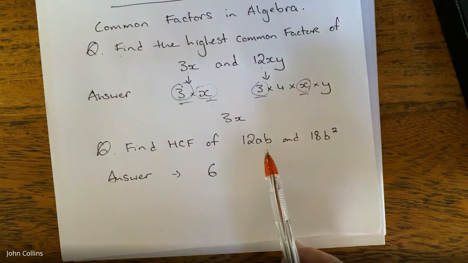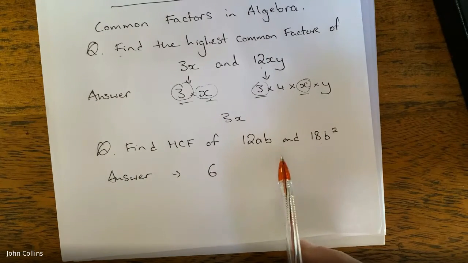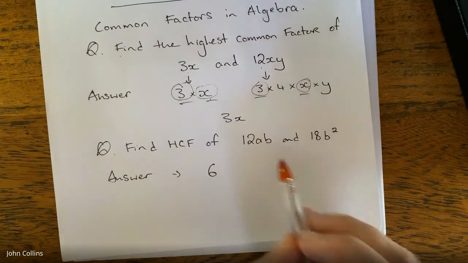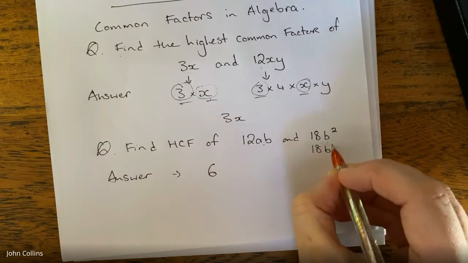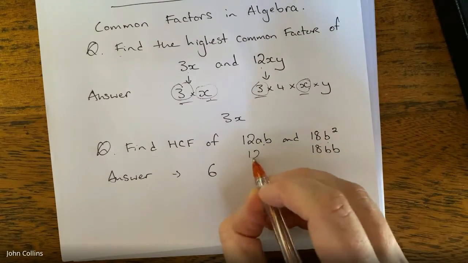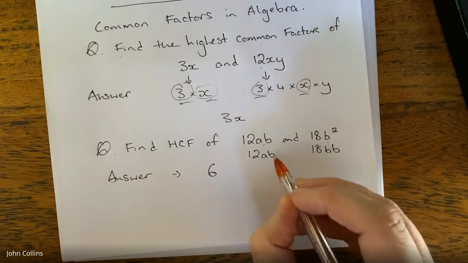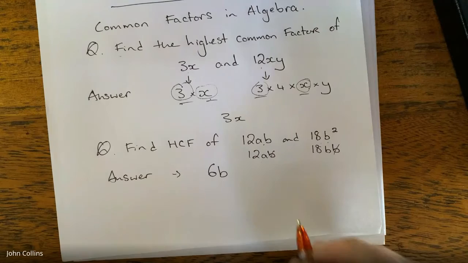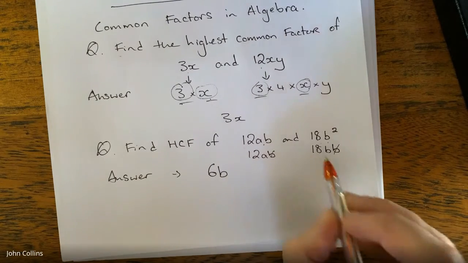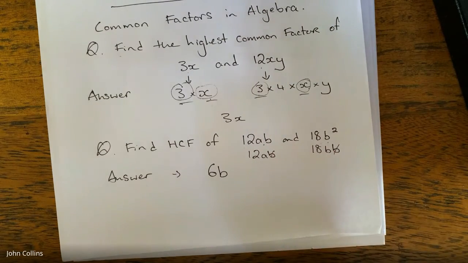Now, what's the largest letter? No, not the largest letter. What letters can divide into both of these? Well, there's a b here and there's 2 b's here. So if I could write 18b squared as 18bb, and this is 12 times a times b, one of the b's could be gone, but the other one wouldn't. So it's just 6b, not 6b squared, just 6b. And nothing else. So the answer to this is 6b.